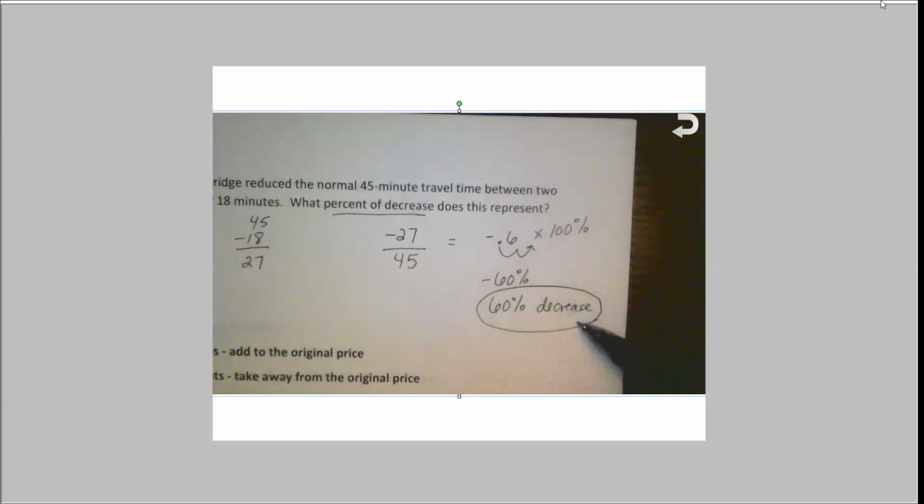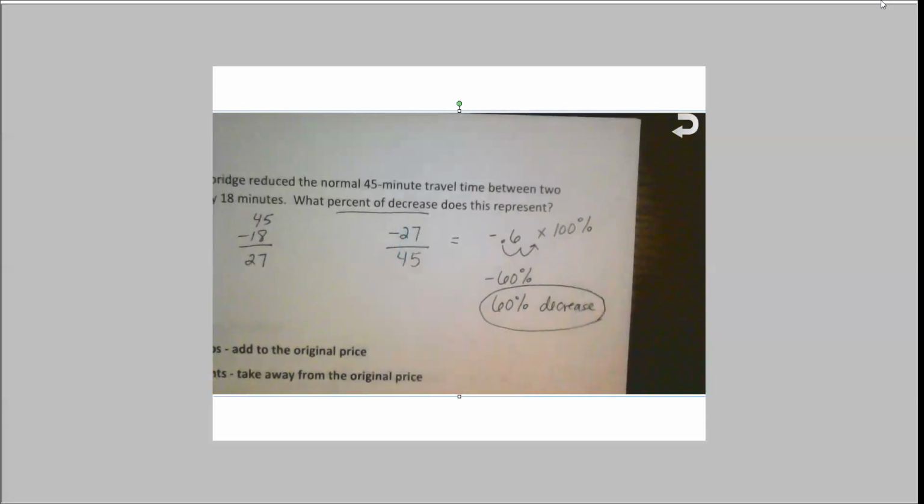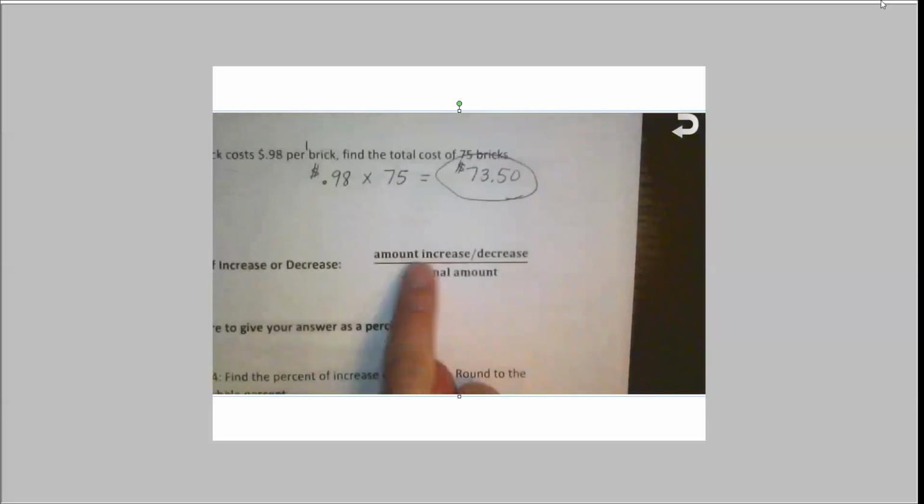So that's why it's important to label it whether it's an increase or a decrease, and it will tell you in the problem what you're looking for. So just one more time, that formula is the amount of increase or the amount that it decreased divided by the original amount.